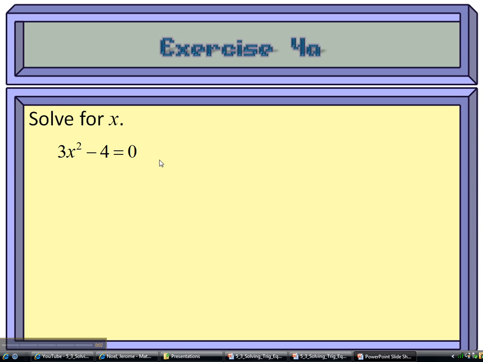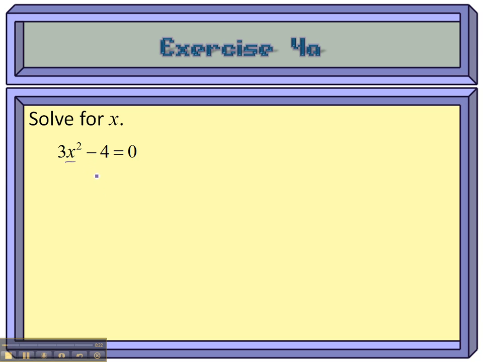This time we have ourselves a quadratic equation instead of a linear equation. Still going to do it the same way. We don't have to factor on this one because there's only a quadratic term. There's no linear term. So we're going to get that quadratic, that x squared by itself. And once we do, we can just take the square root of both sides.